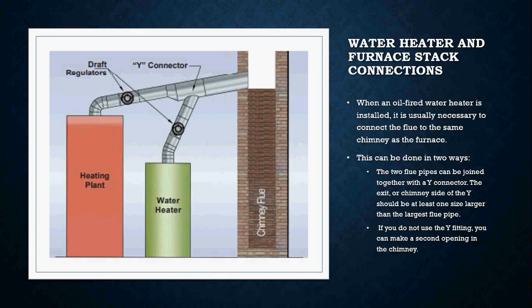If you do not use the Y fitting, you can make a second opening in the chimney. So you can kind of see here what this diagram is telling you. Here's our furnace, which is going to be connected based off of whatever size breech that is. Here's my barometric damper. It's going to get connected to a Y. Now we have our water heater that's also going to get connected to the Y.